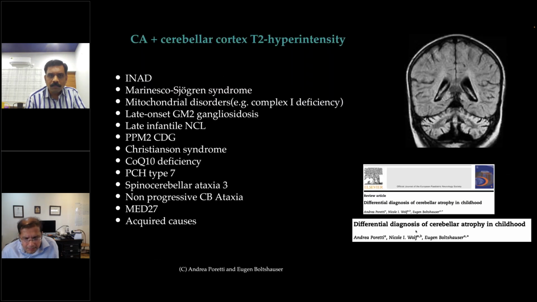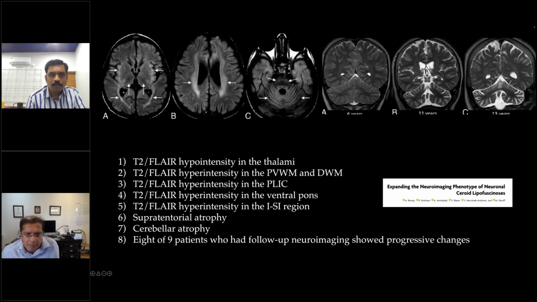So given the possible imaging findings, especially the posterior fossa changes, these are the differentials for cerebellar atrophy with cortex hyperintensities. NCL is one of the common differentials. And the supratentorial white matter changes, especially the periventricular and subinsular involvement, the dark thalami, and the global volume loss are well described in neuronal ceroid lipofuscinosis. This is a paper from Sick Kids.